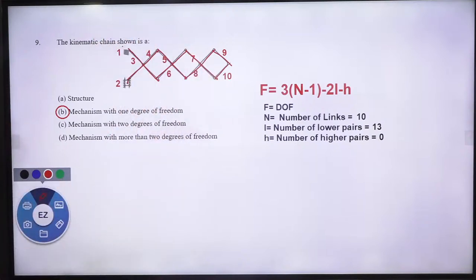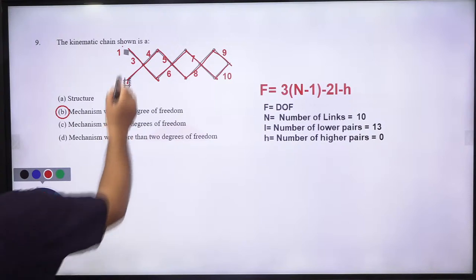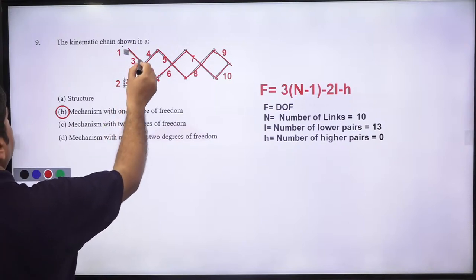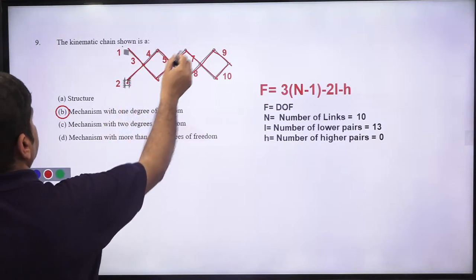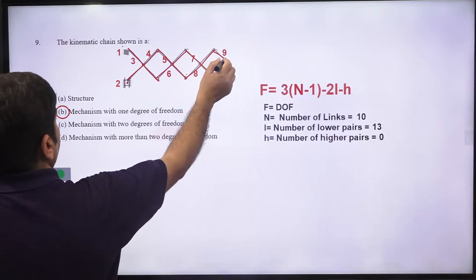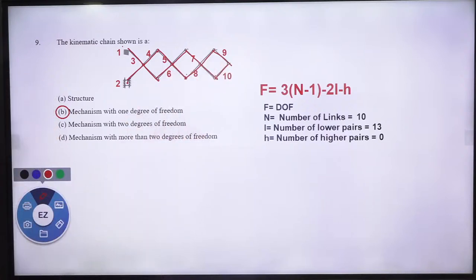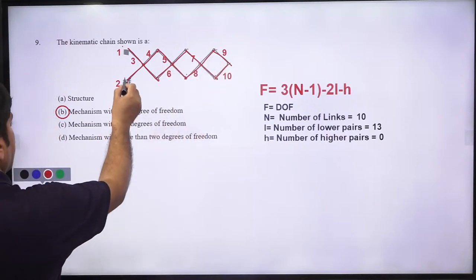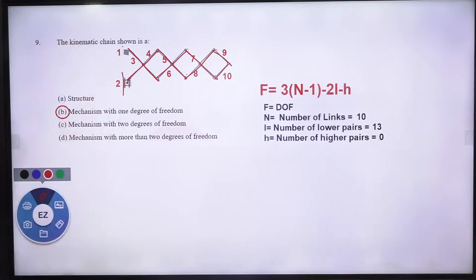And how many pairs do we have? One pair, two, 3, 4, 5, 6, 7, 8, 9, 10, 11, 12. And there is another pair which is between the sliding link and the fixed link. So one fixed pair and sliding pair. All are turning pairs, but one is a sliding pair. All are lower pairs, sliding pair and turning pair.